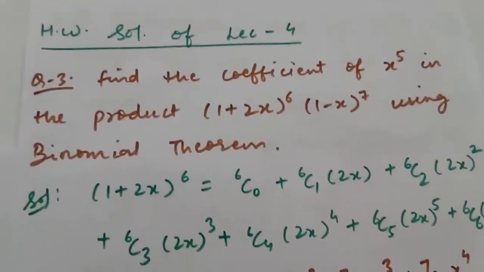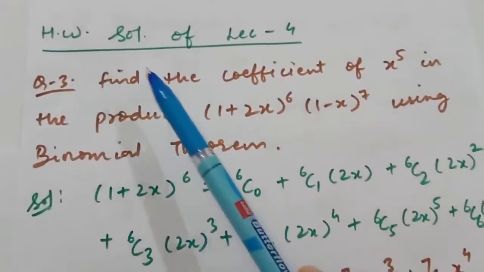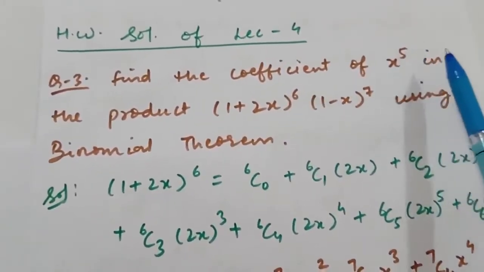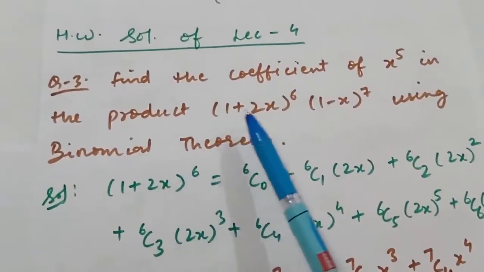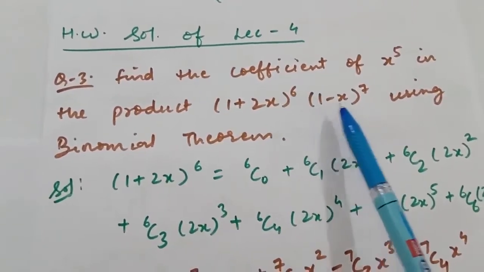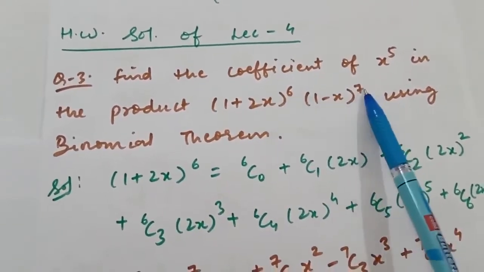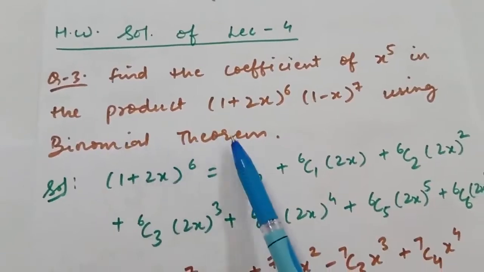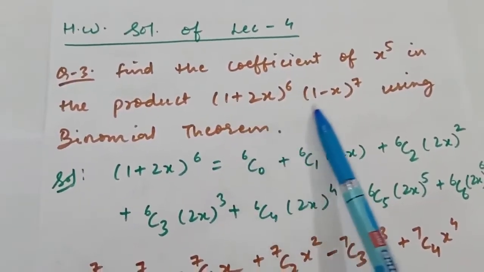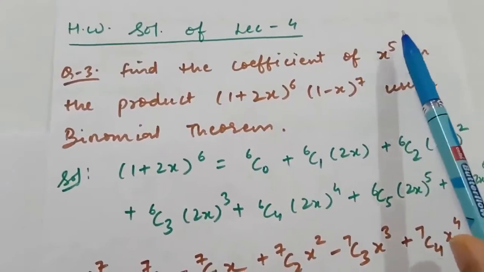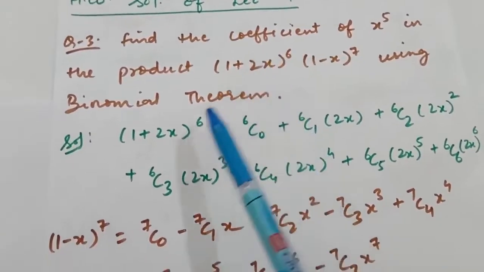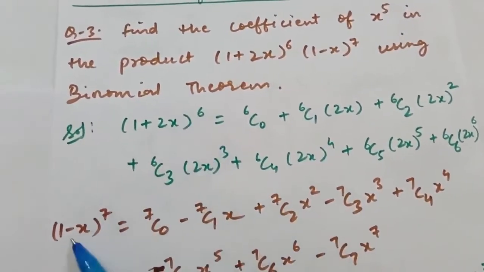So question 3 is: find the coefficient of x raised to the power 5 in the product (1 plus 2x) whole raised to the power 6 into (1 minus x) whole raised to the power 7 using binomial theorem. So using binomial theorem, in this product we have to find the coefficient of x raised to the power 5. So first of all, using binomial we will expand (1 plus 2x) whole raised to the power 6 separately and (1 minus x) whole raised to the power 7 separately.